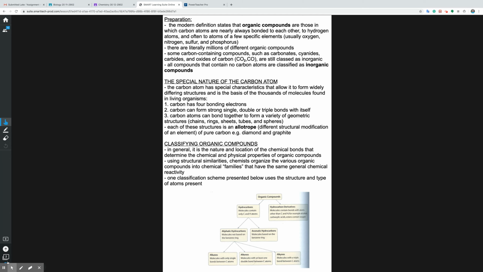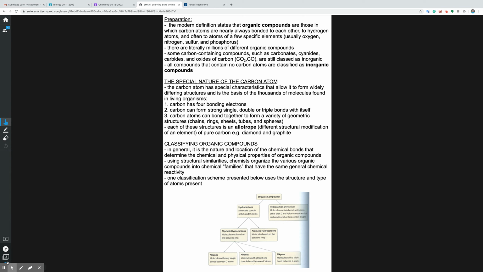Okay, so again, the definition of organic chemistry or organic compounds is those in which a carbon atom is nearly always bonded to another carbon atom or to hydrogen or to a couple other specific elements such as oxygen, nitrogen, sulfur, or phosphorus. Basically, organic chemistry is the chemistry of carbon. So carbon's going to be our main base, and then different things will bond to it. Okay, there's millions of different organic compounds. The way they go together and the way they orient changes each one.